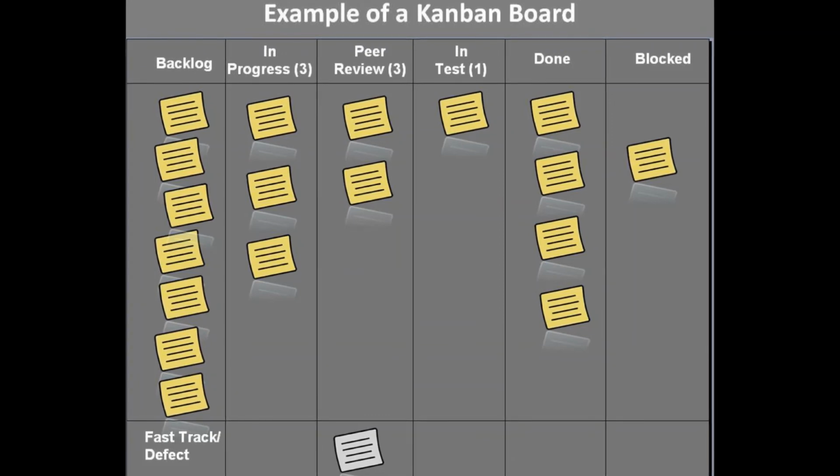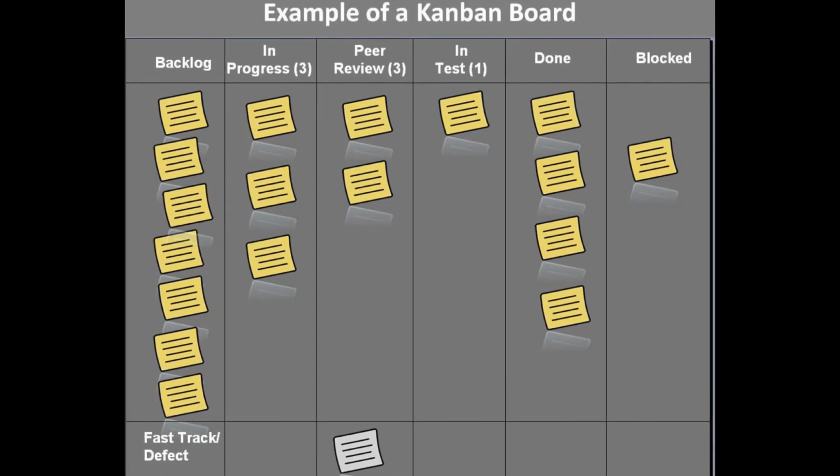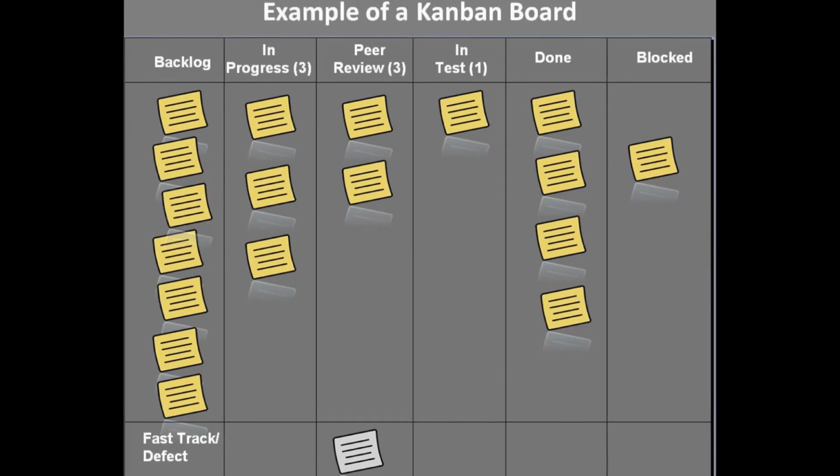This example also contains a blocked column for when a work item is not being or cannot be proceeded any further. This could be due to a dependency on another work item that has not yet been completed.